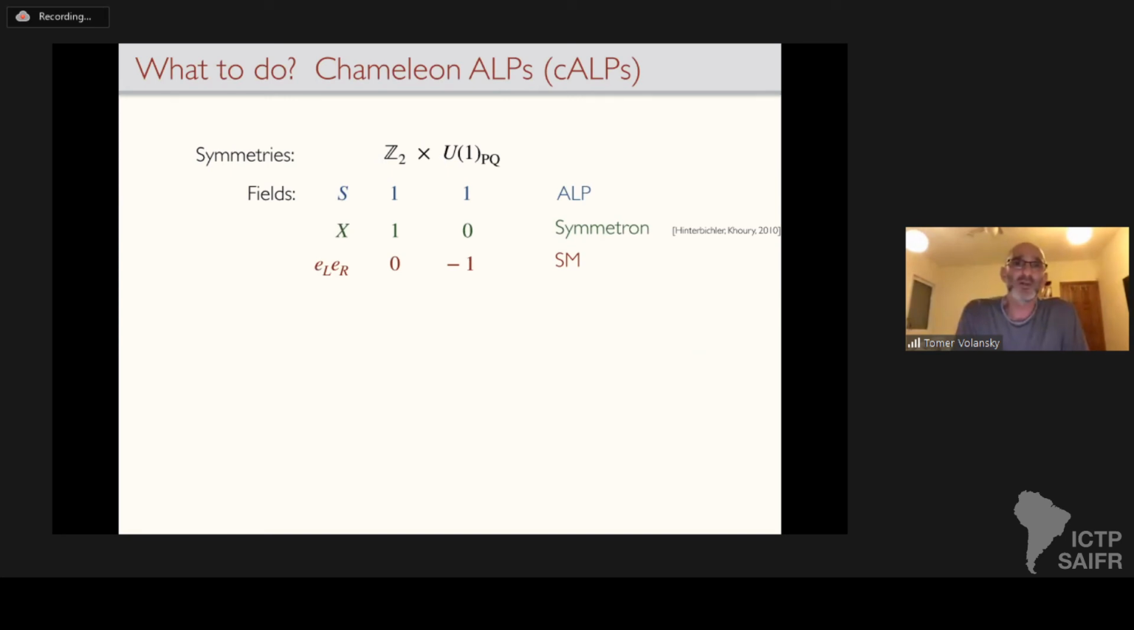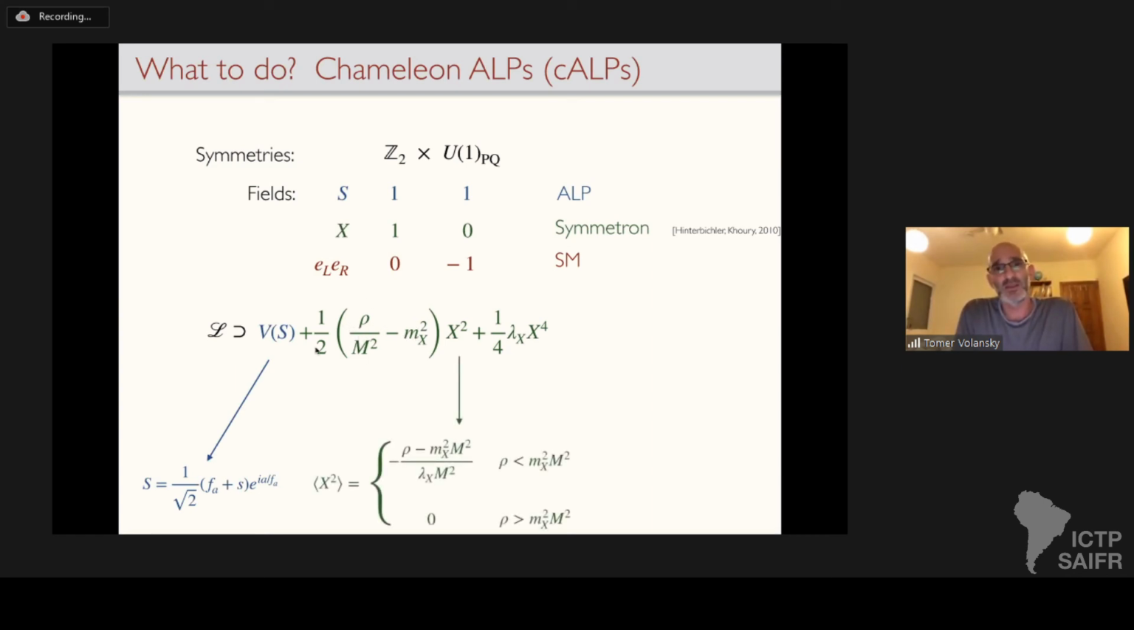So Chameleon Alps, just imagine that you have 2 more fields, S and X, and one of them I'm going to call the symmetron, the other one is the Peccei-Quinn guy that is going to produce the axion for us. So there's some potential for S, which produces the axion, the usual stuff. And there's a symmetron field, which depends on the density. If the density is large, then the overall mass is positive, and the VEV for X is 0. And if the density is low, then X gets a VEV. Okay? And now you couple the 2 fields together to electrons. You can do it through Froggatt-Nielsen-like theories and so on.